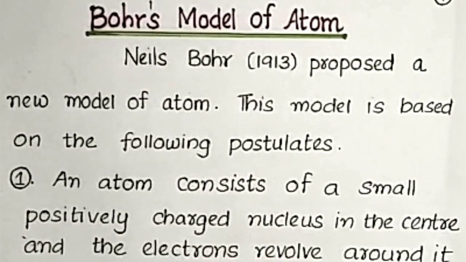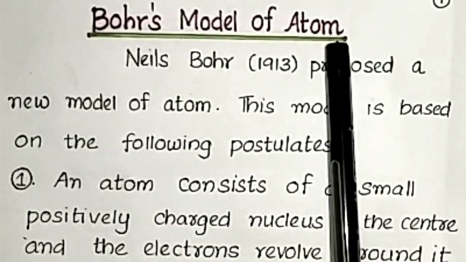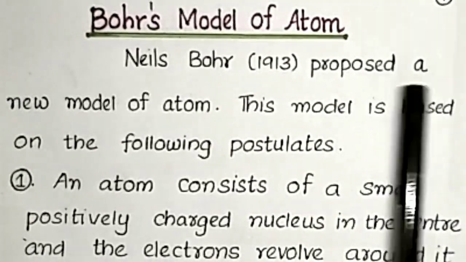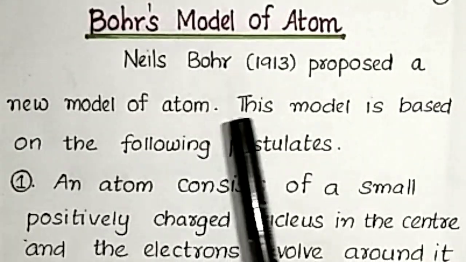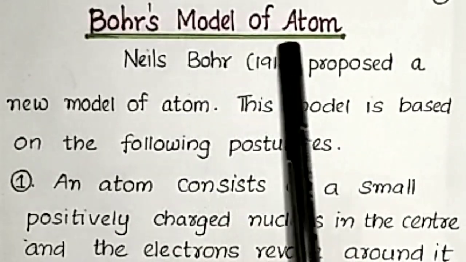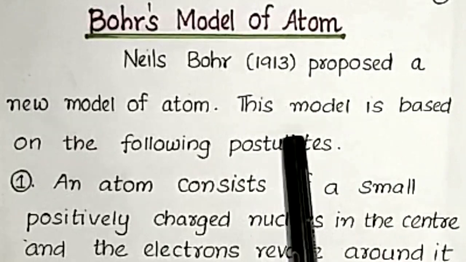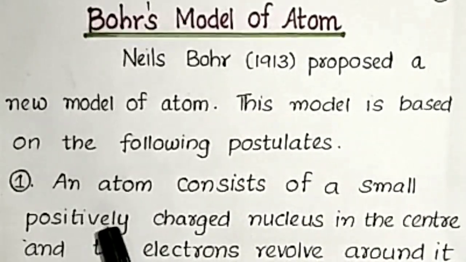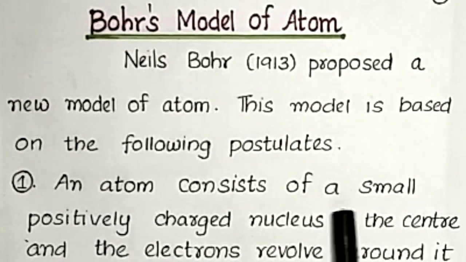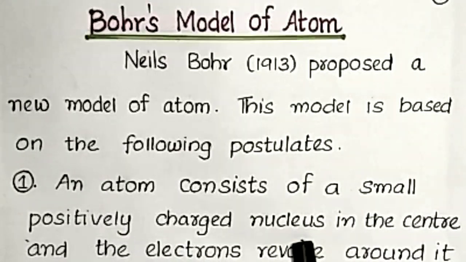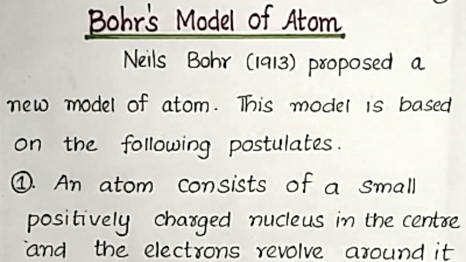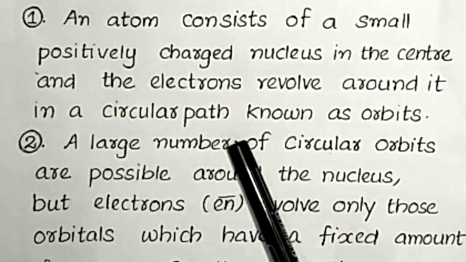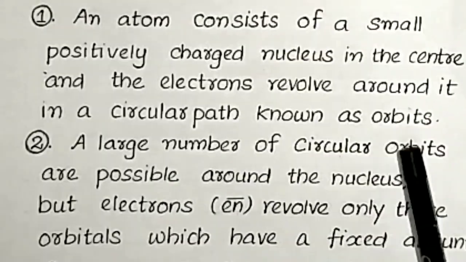Here we study about Bohr atom model. Niels Bohr in 1913 proposed a new model of atom. This model is known as Bohr's atom model. This model is based on the following postulates. First one, an atom consists of a small positively charged nucleus in the center and the electrons revolve around it in a circular path known as orbits.